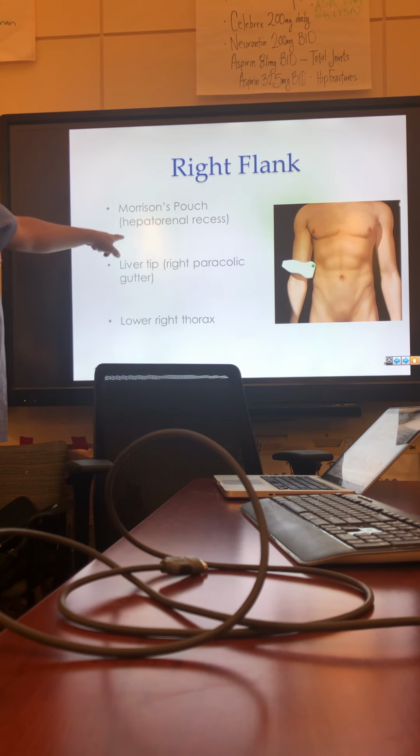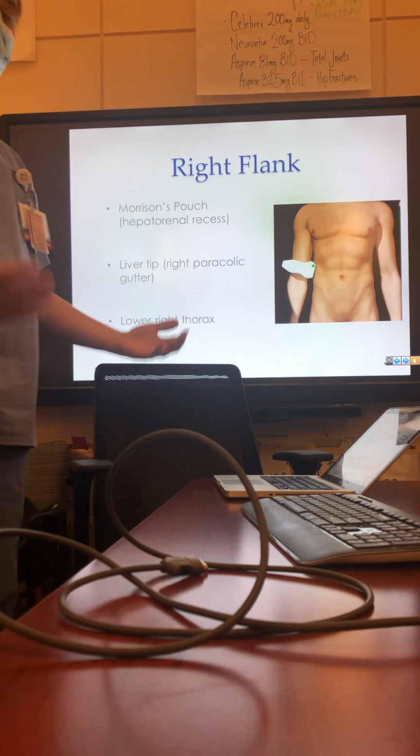The newest literature says that the most common place where you get fluid first, it used to be thought to be Morrison's, but it's actually now the tip of the liver, and then it extends into Morrison's. So if you have a very small amount of blood, that's where you're going to see it first. And then you can also scan superior and see the base of the lung, and that's where you're looking for a hemothorax.